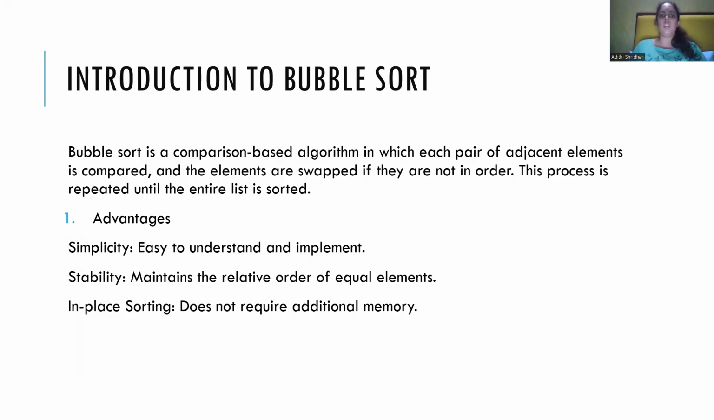Introduction to bubble sort. Bubble sort is a comparison-based algorithm in which each pair of adjacent elements is compared and the elements are swapped if they are not in order. This process is repeated until the entire list is sorted.